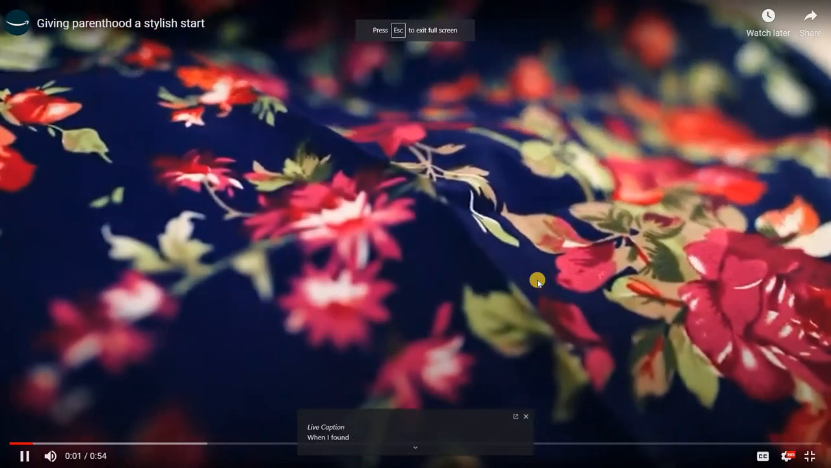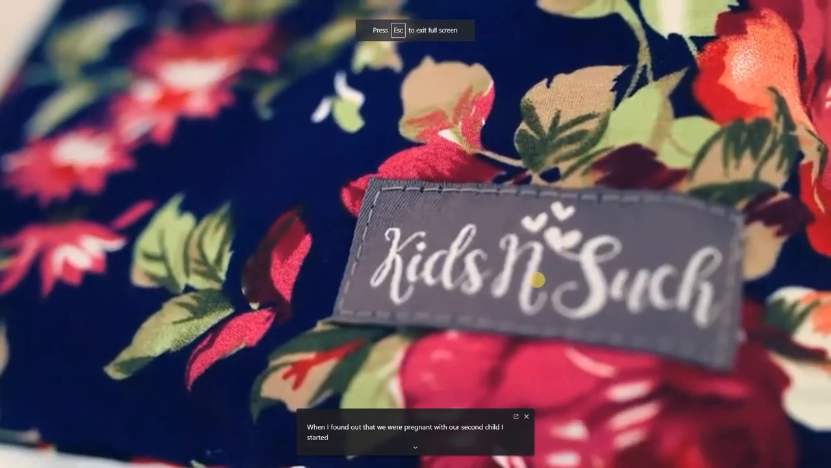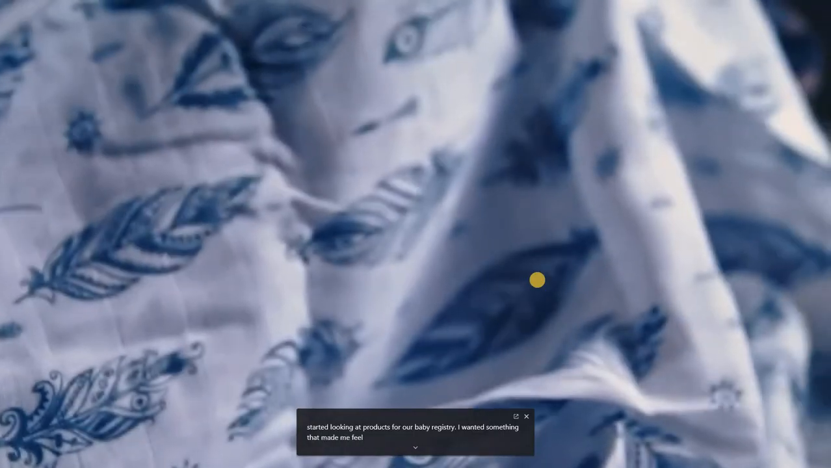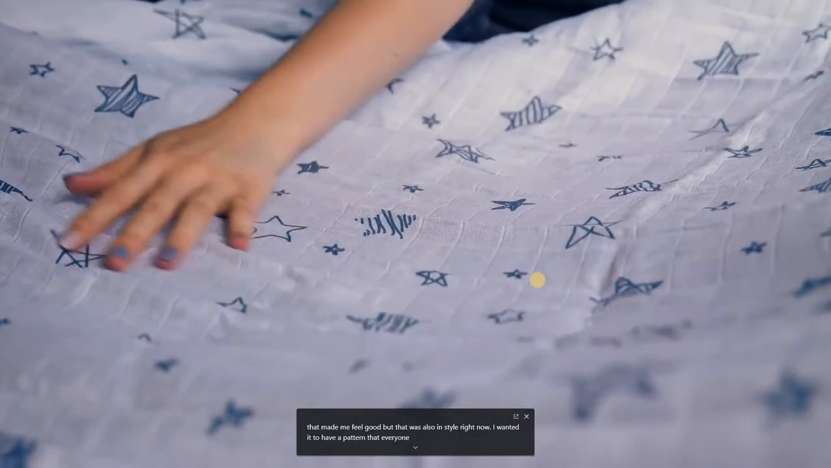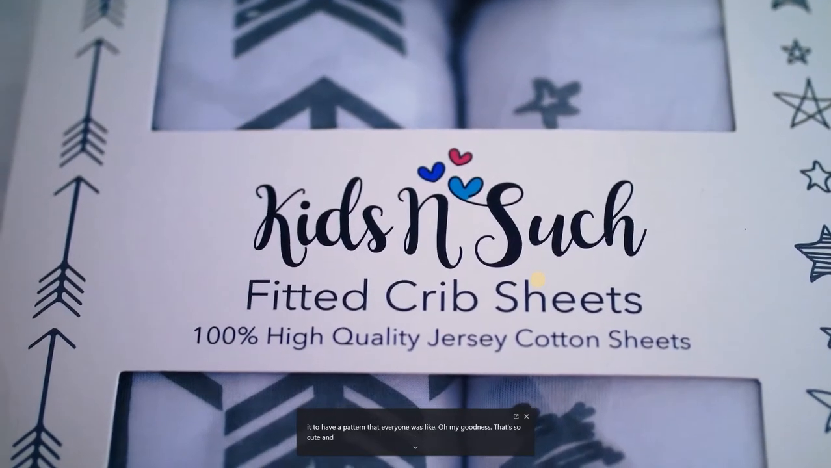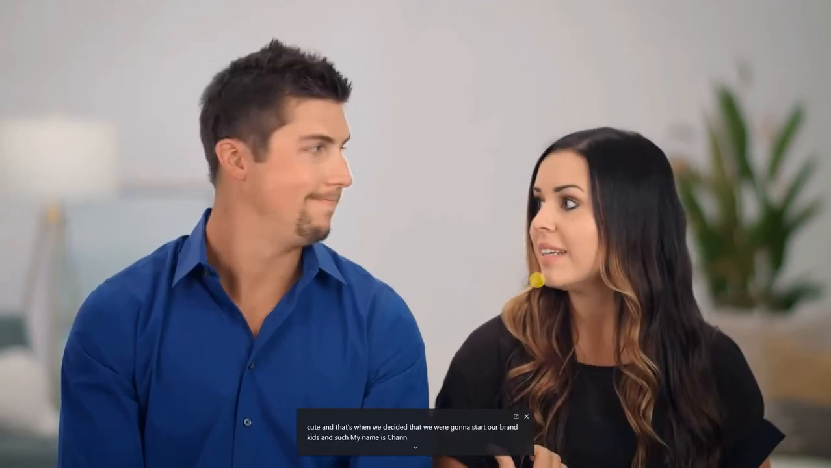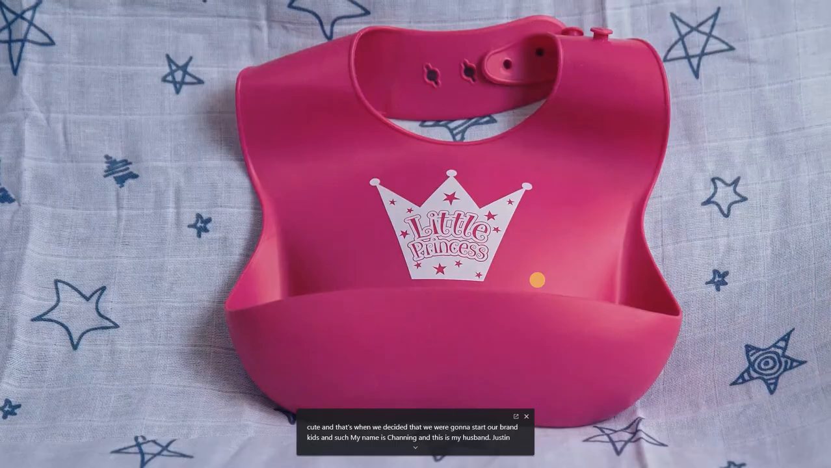When I found out that we were pregnant with our second child, I started looking at products for our baby registry. I wanted something that made me feel good, but that was also in style right now. I wanted it to have a pattern that everyone was like, oh my goodness, that's so cute. And that's when we decided that we were gonna start our brand, Kids and Such. My name is Channing, and this is my husband, Justin, and we sell products for mom and baby.